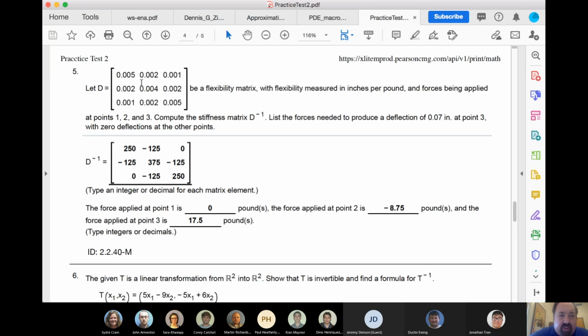All right, so here we have this given matrix that represents flexibility, and the task is to compute the inverse. To compute the inverse, you would use one of the approaches that I mentioned from the last problem. If you form an augmented matrix, beginning with D on the left and then the 3 by 3 identity matrix on the right, and then carry out the row operations to get the reduced echelon form of D, then the identity matrix would be transformed into the inverse that we see here.